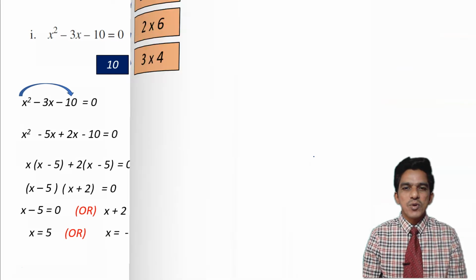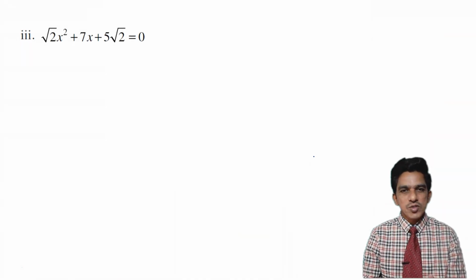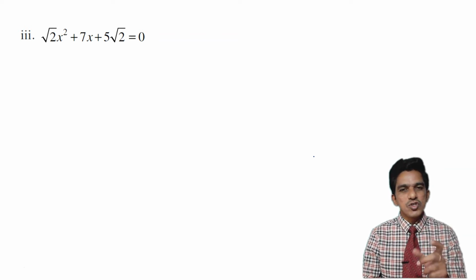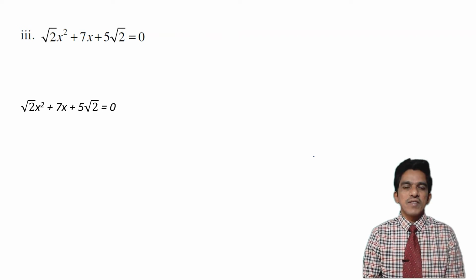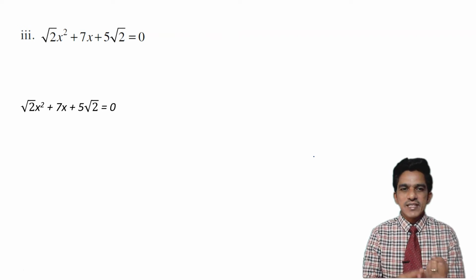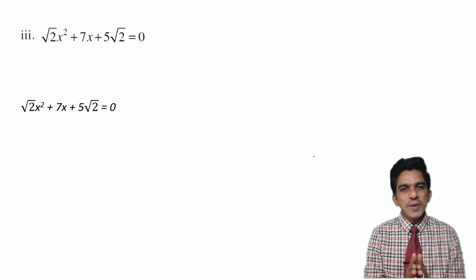Let us look at the third problem. Root 2 x square plus 7x plus 5 root 2 is equal to 0. This is a typical problem because this involves square roots. This is the equation that we are given. This is in standard form, with x square, x and a constant. Now we have to multiply the coefficient of x square with the constant.